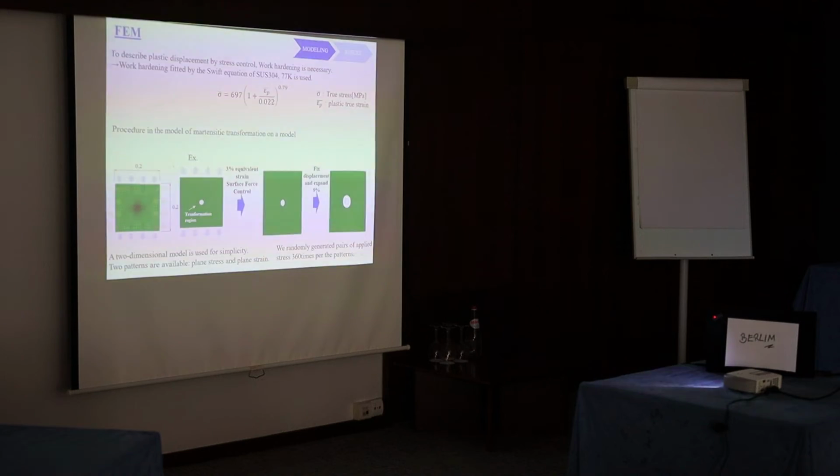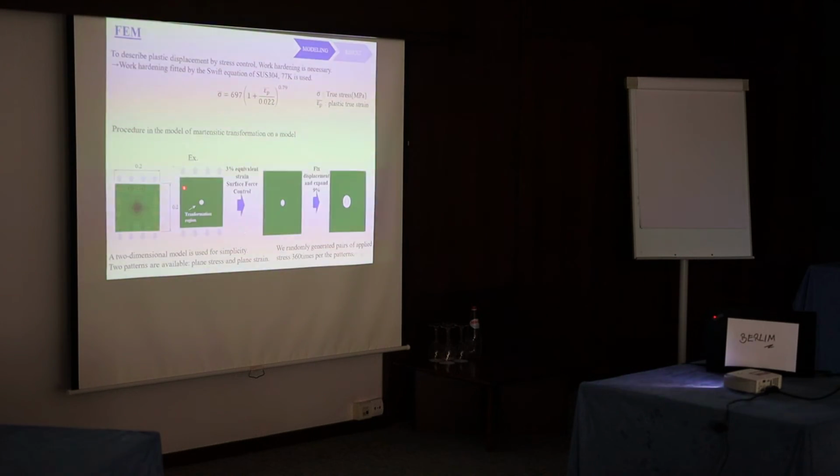And we did it by stress control. It's because it makes stress triaxiality stable in the entire simulation. To describe the plastic displacement by stress control, work hardening is necessary. So the work hardening fitted by the Swift equation of 304 under 77 Kelvin is used.